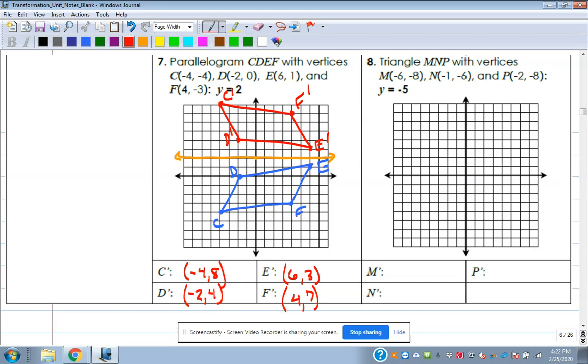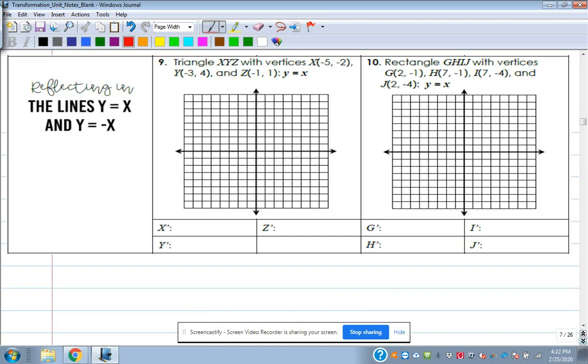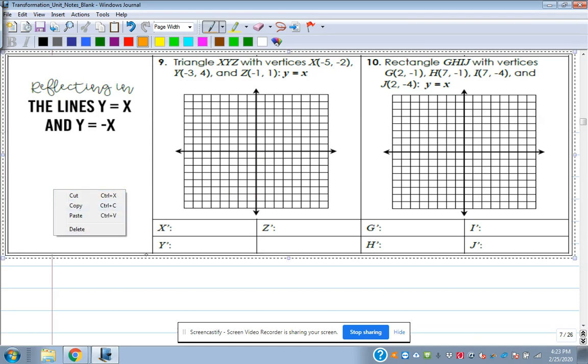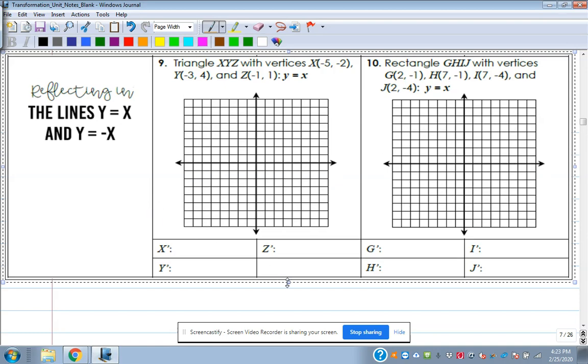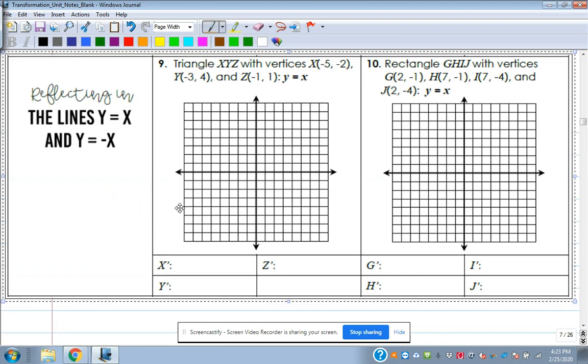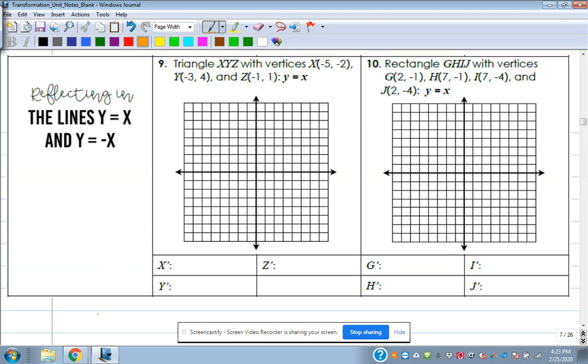All right. So let's go to the next little piece there at the bottom of your page. You've got reflecting across y equals x and y equals negative x. So if you don't remember from a good old Algebra 1 class, we're going to reflect that across the y equals x line for number 9. The y equals x line is a diagonal line that just goes from corner to corner.